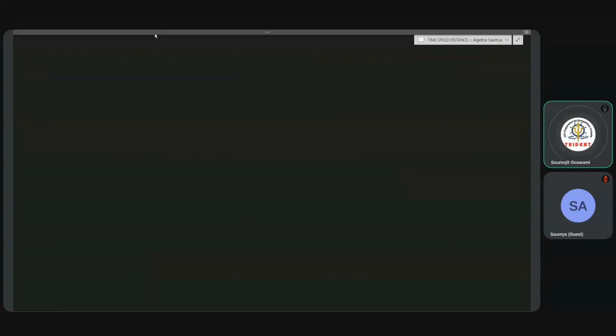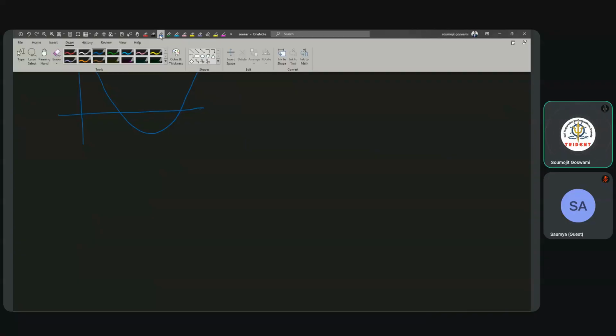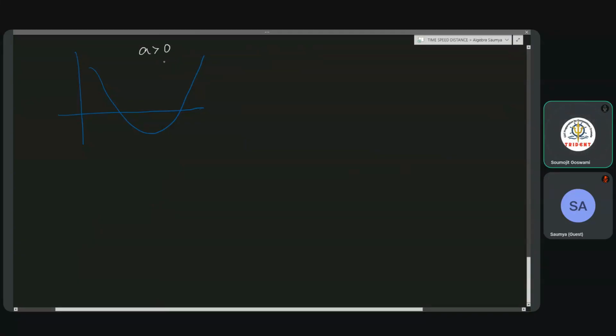We have discussed the maxima and the minima also. If I am allowed to just recap once, okay, just if I have... this is far better. In this case, what I am getting is A is greater than 0, and obviously in this case you will see the minima occurs.